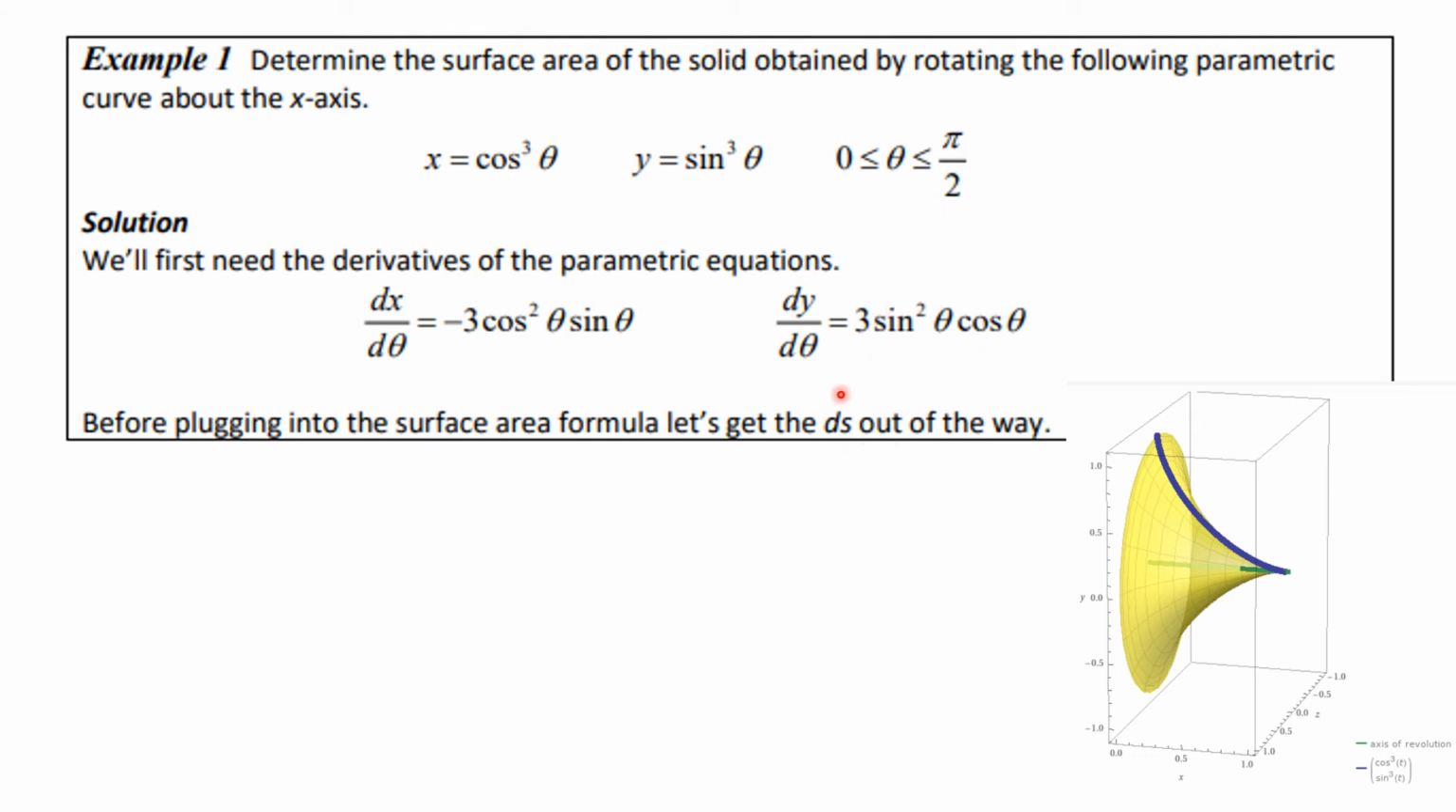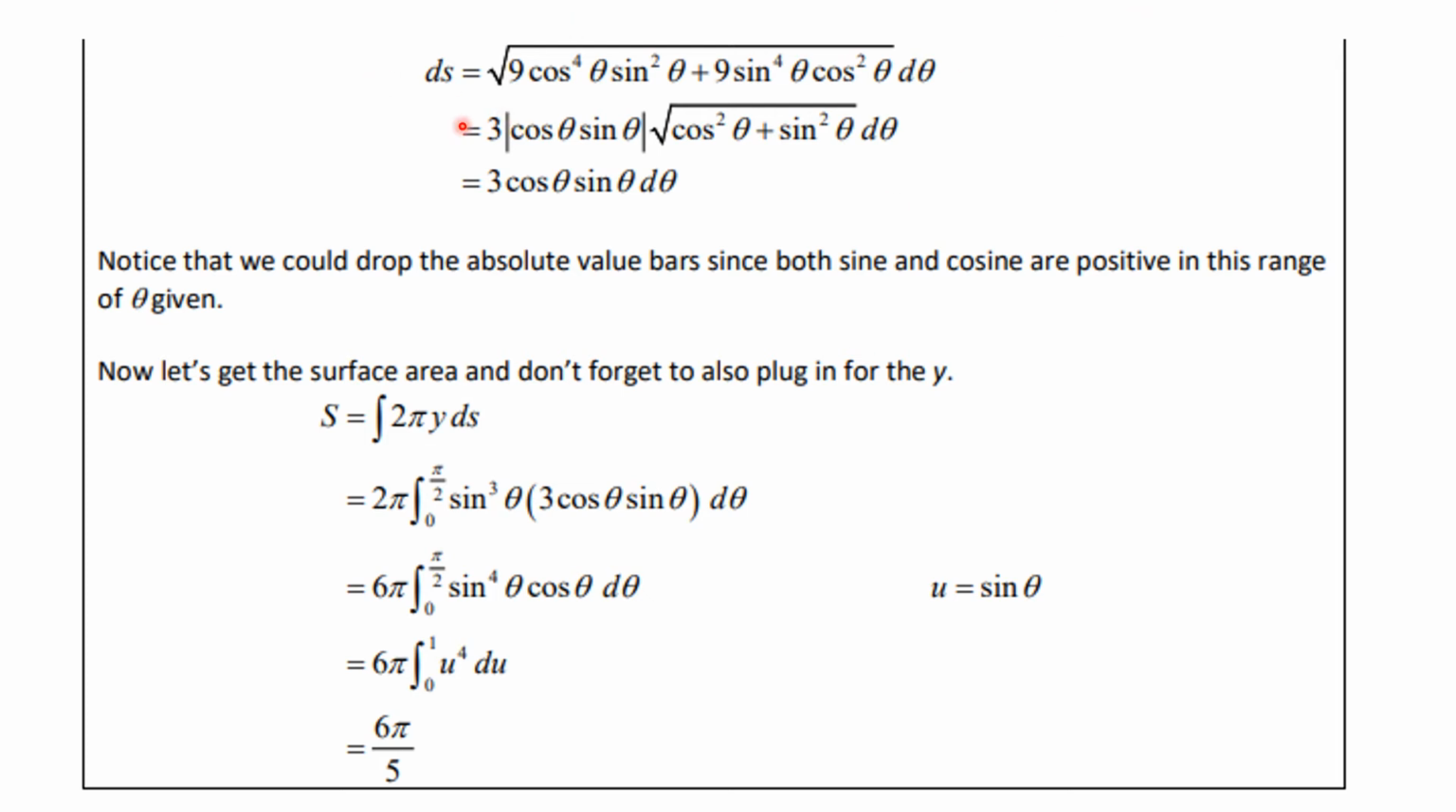And now that's what we have, but now let's get our formula for ds. Okay, so ds is going to be, and you should verify all this work, the square root of (dx/d theta) squared plus (dy/d theta) squared. I'm integrating this d theta.